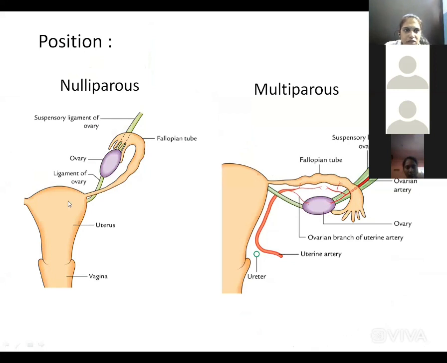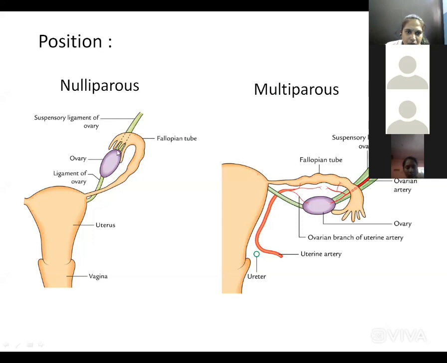Situation is different, position is different. In the ovarian fossa, how the ovaries are located, that is the position. Now, there are two concepts, nulliparous and multiparous. Nulliparous means a woman who has not given birth to any child. Multiparous is a woman who has given birth to a child. In the ovarian fossa of a woman who has not given birth, the ovaries are almost vertically placed.